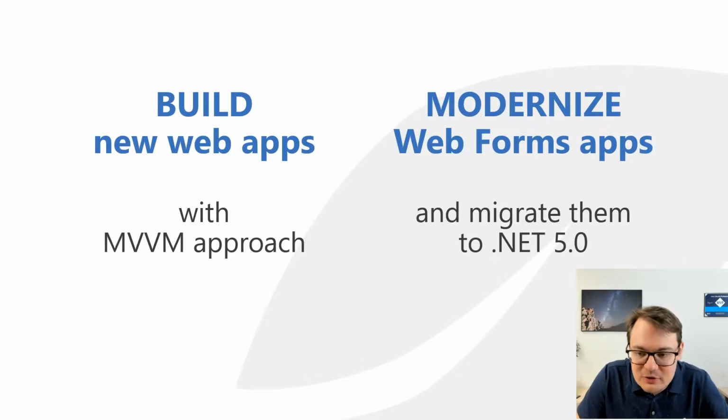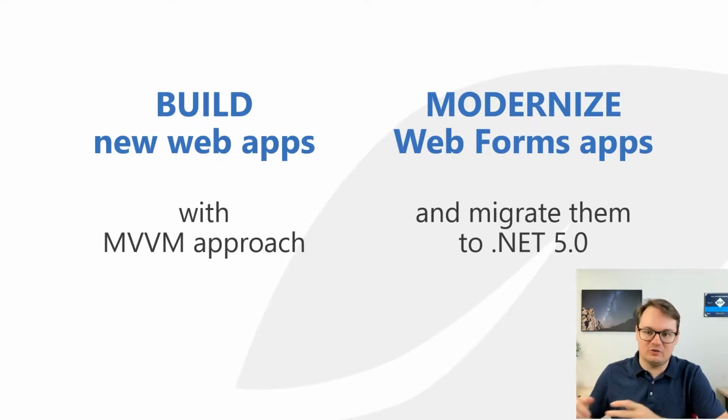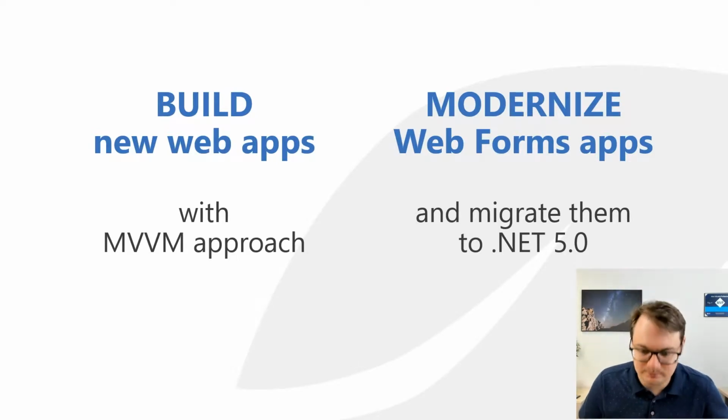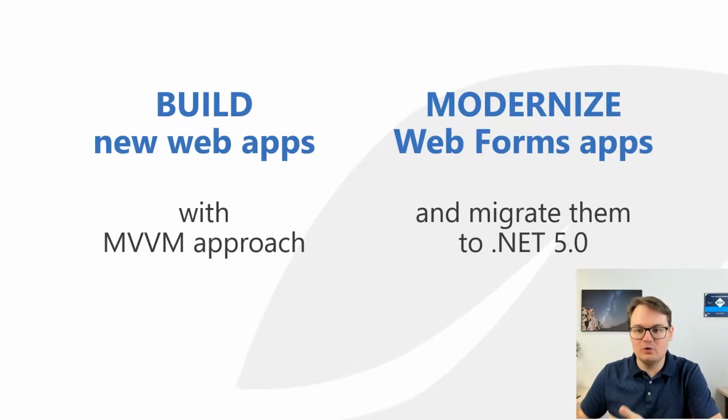And the second use case is if you have old applications written in ASP.NET Web Forms, then you can use DotVVM to continuously migrate it to the latest version of .NET 5. DotVVM allows you to get rid of Web Forms slowly, not in one big update, but incrementally, page by page. And after you get rid of all Web Forms pages, your application will be able to run on the latest .NET, .NET 5, .NET 6, .NET Core, whatever.